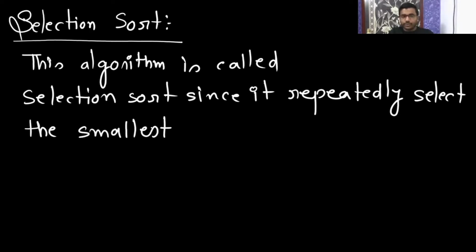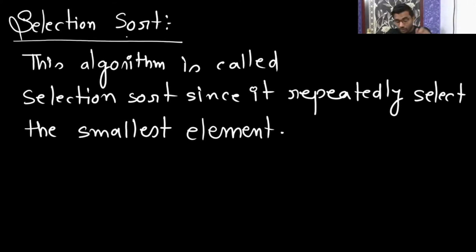I will give you the code and the algorithm, everything. So why does it have the name selection sort? Because this algorithm is repeatedly going to select the smallest element. From the word we are getting select. That's why its name is selection sort.